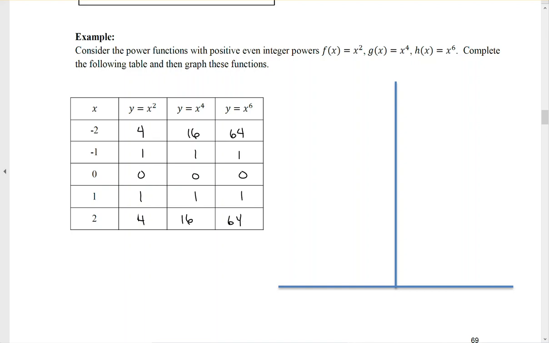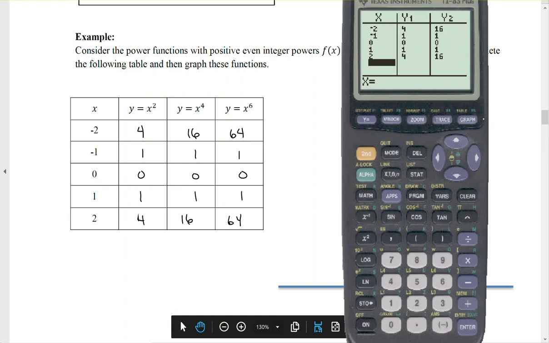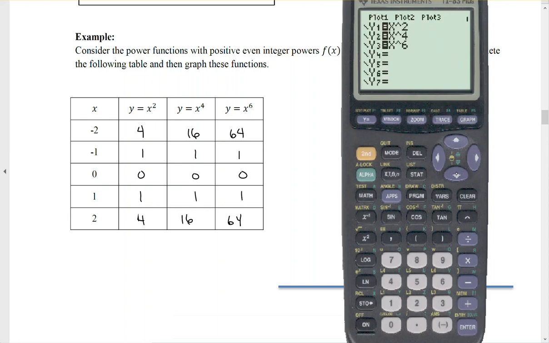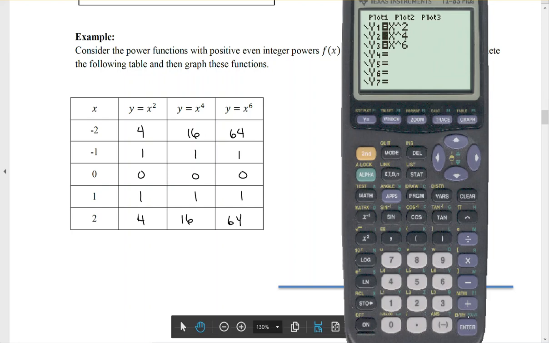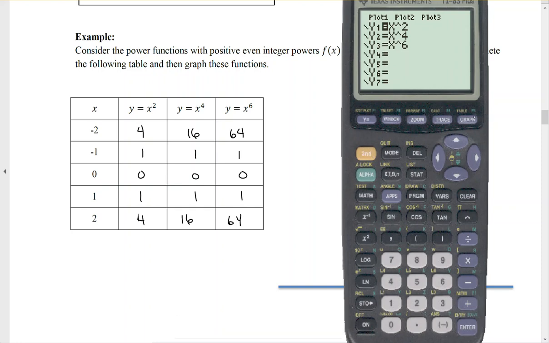Now you can make a rough sketch here on your graph, but if you're using a calculator, you might as well just go ahead and look at the graph of them. So go back into y equals, and I want to look at these one at a time. The first one I'm going to take a look at is x squared. So if I go into graph, I see that horseshoe shape, right?